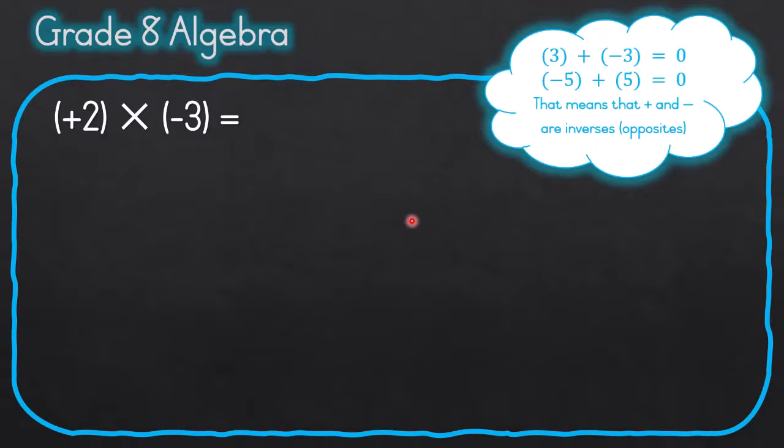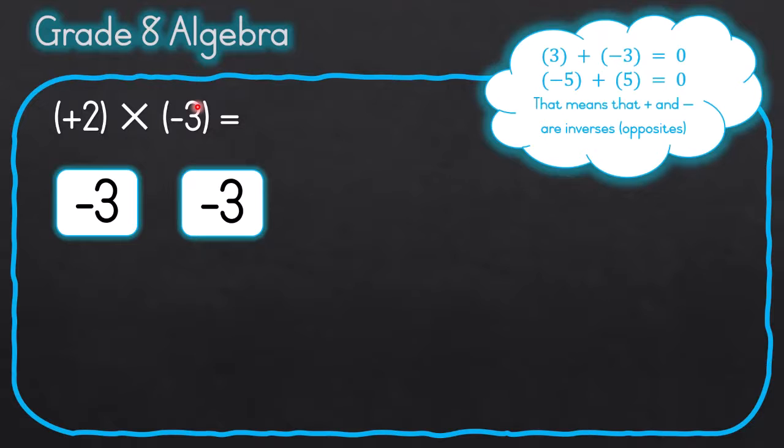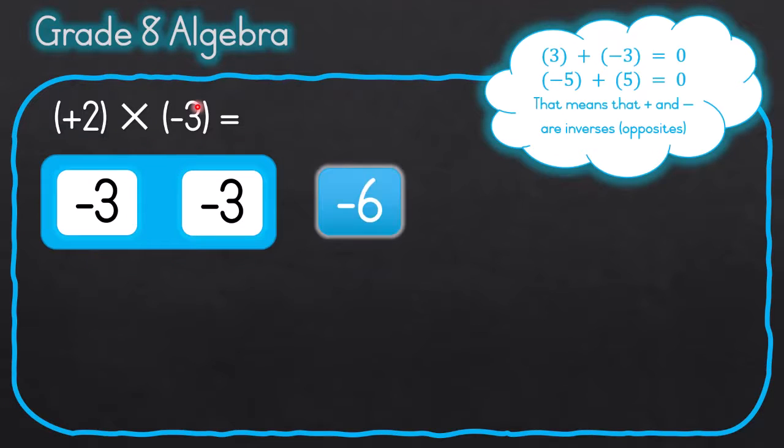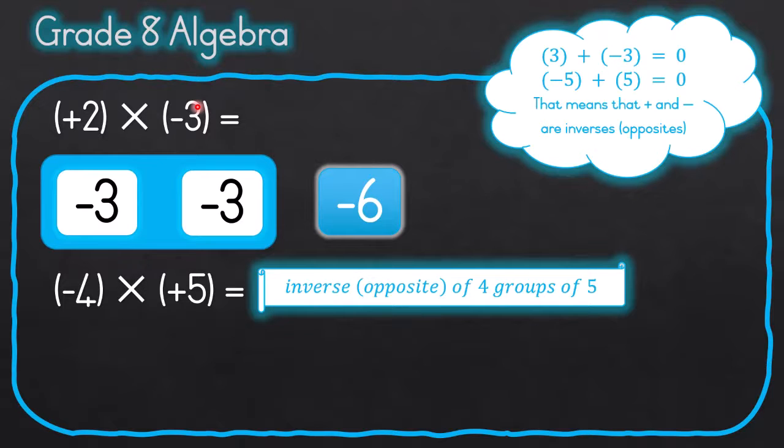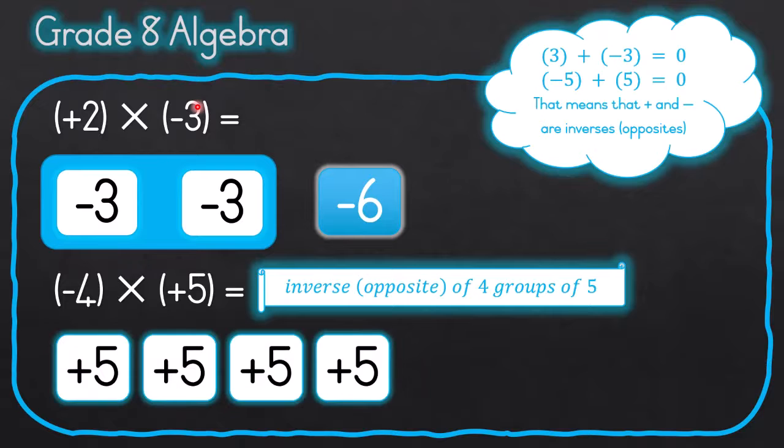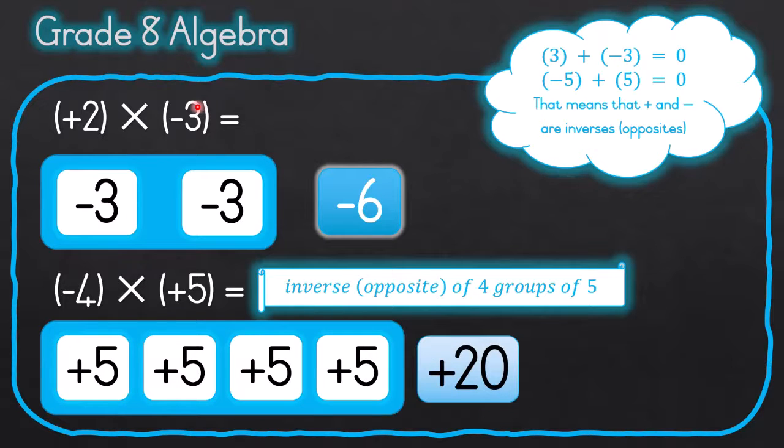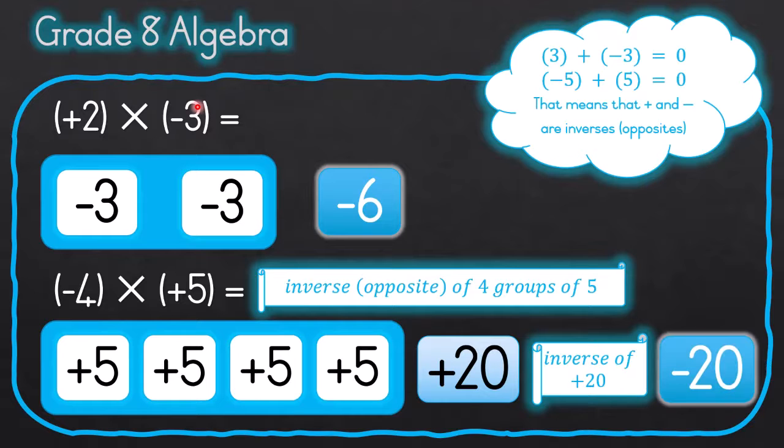If we apply the same concept as in the previous slide, we can see that we have 2 groups of negative 3, and together they will give me a negative 6. So what happens if I say I've got negative 4 groups of positive 5? The negative 4 would mean I need the inverse or opposite of 4 groups of 5. So 4 groups of positive 5 will give me positive 20. However, I need to have the inverse of this. Therefore, the inverse of positive 20 is negative 20.